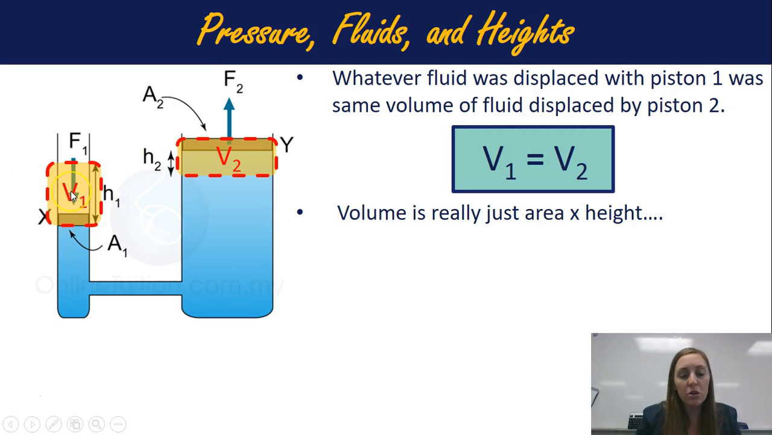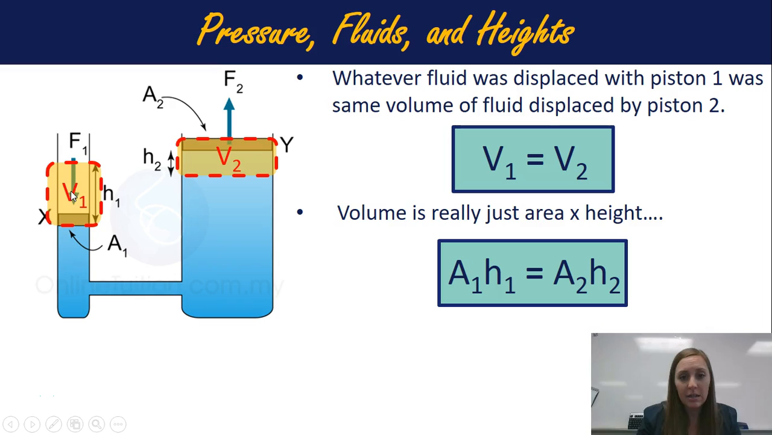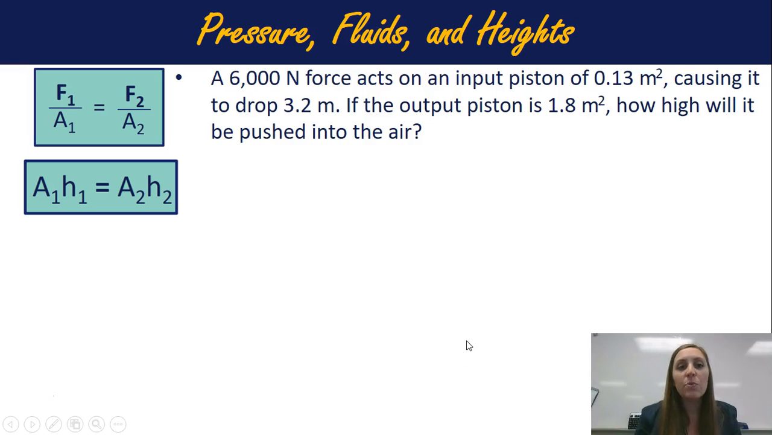So if volume is area times height, then area 1, that's the area of the actual piston, times height 1, the change of how low it dropped, is equal to area 2, which is again the size of that piston, times height 2, how much that output piston was raised. So this is a good formula to have. And let's work out a problem.